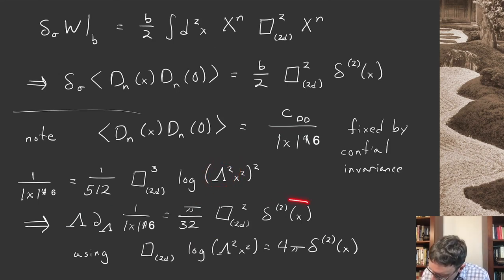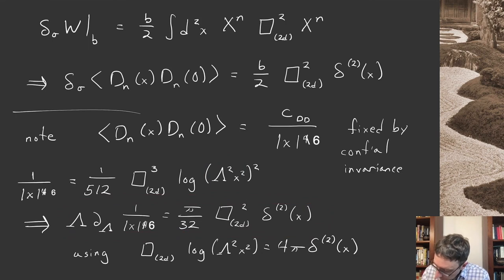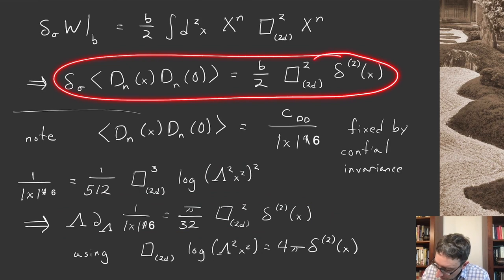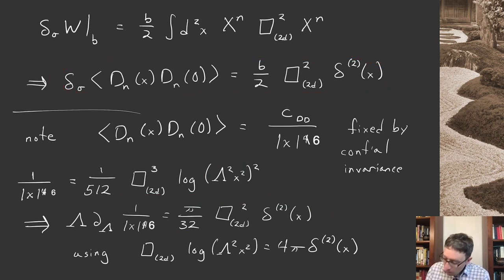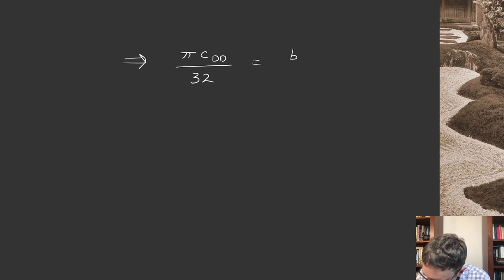And now by comparing the scale variation of the 1 over x to the fourth with the Weyl variation of the action up top, we at last get a relation between B and C. And that's where I'll end things, with the fact that pi C_DD over 32 is equal to B over 2. So there it is. That's my last example. And thanks for bearing with me so far.